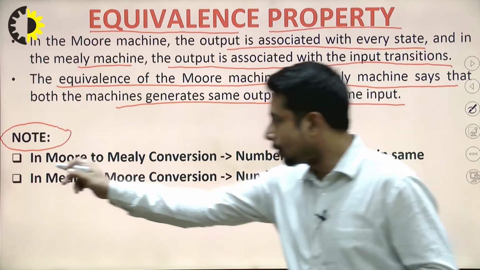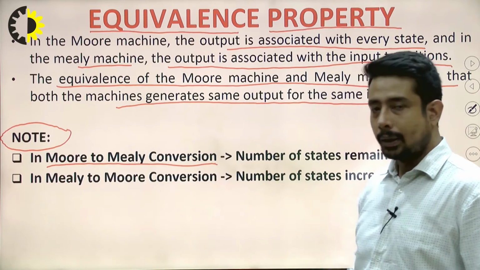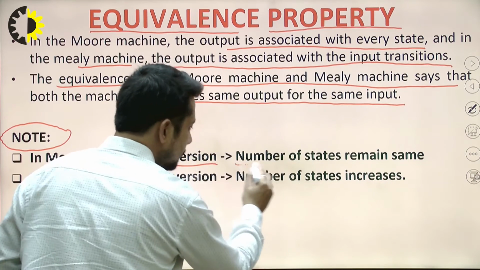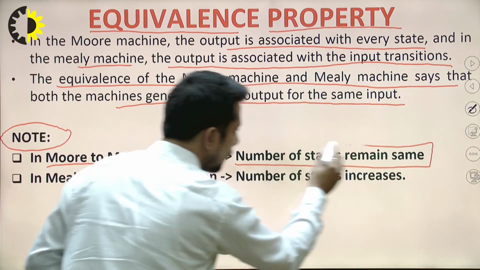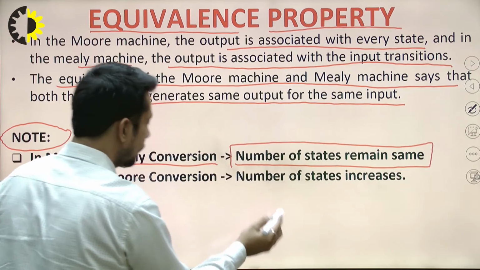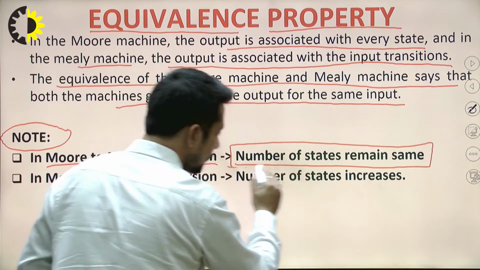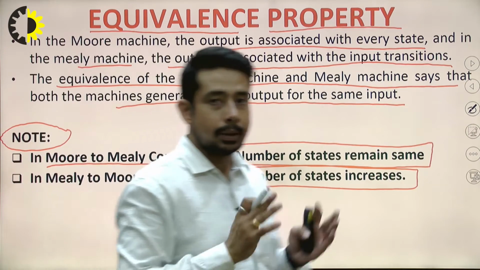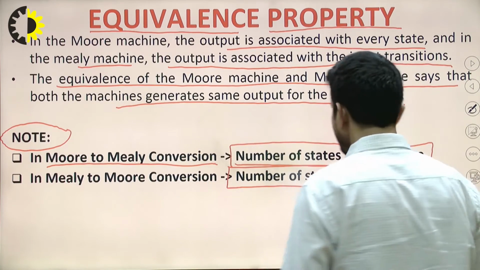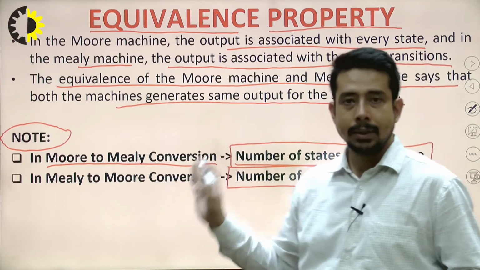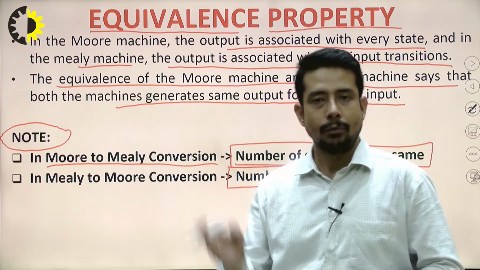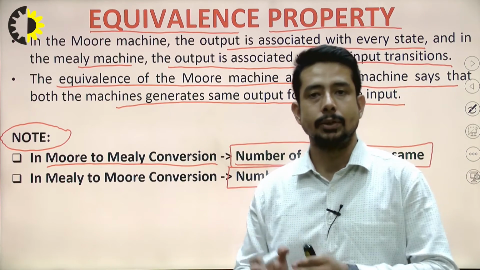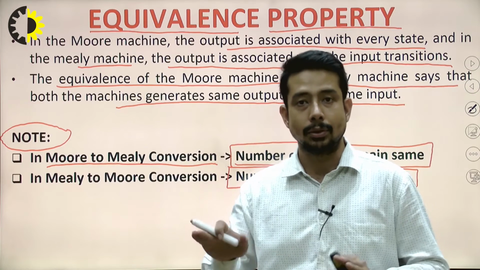If we talk about Moore to Mealy machine, the number of states remains the same. But if we compare Mealy to Moore machine, then the number of states will increase. We will look into this with a practical demonstration. Again, from Moore to Mealy machine, the number of states will remain the same. From Mealy to Moore machine, the number of states will increase, not decrease, not stay the same.